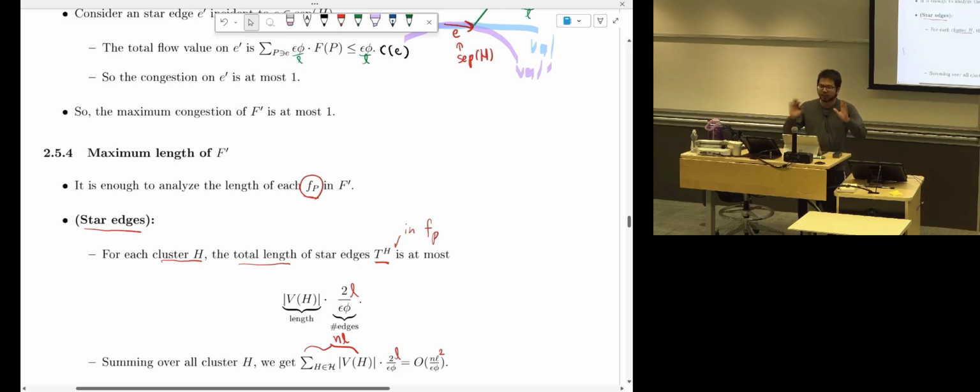Okay. That's the total length of star edges. Questions?